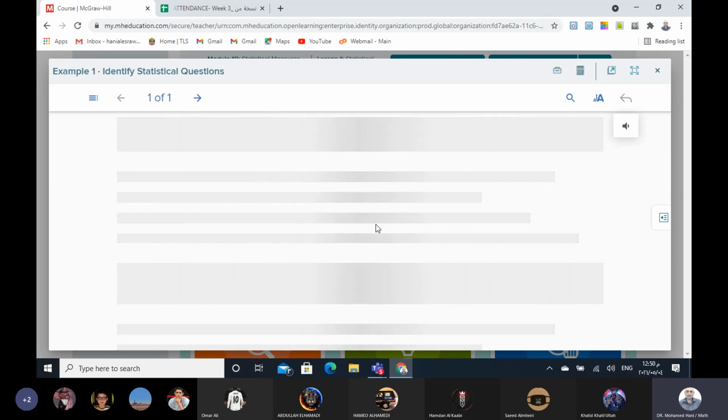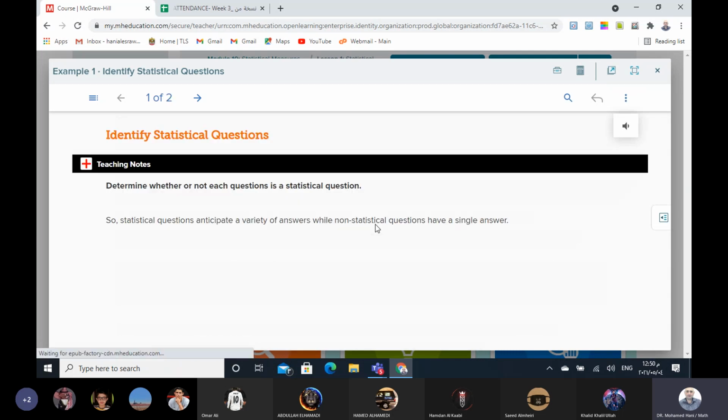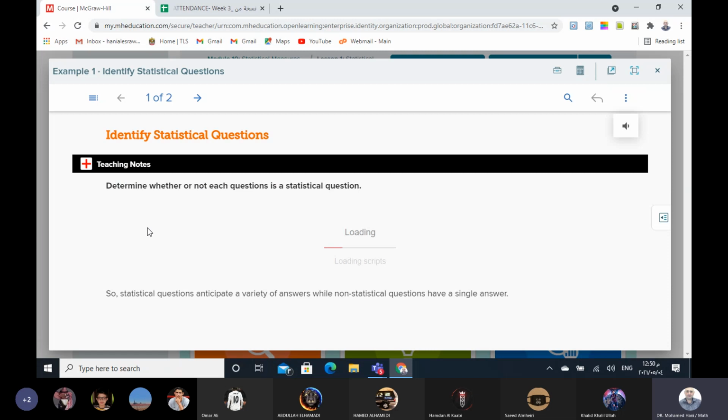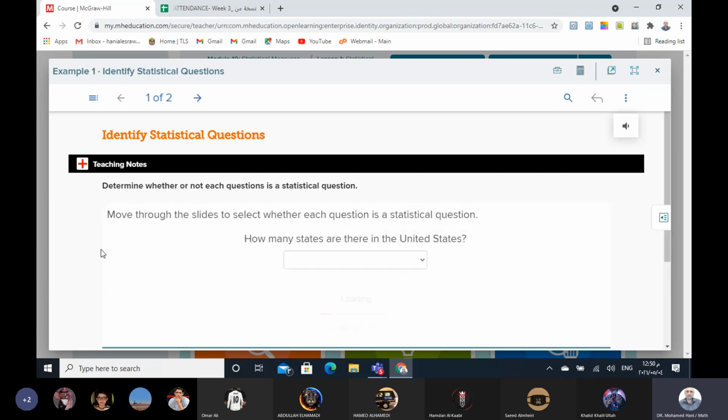Identify statistical questions. Determine whether or not each question is a statistical question. Move through the slides to select whether each question is a statistical question. How many states are there in the United States?